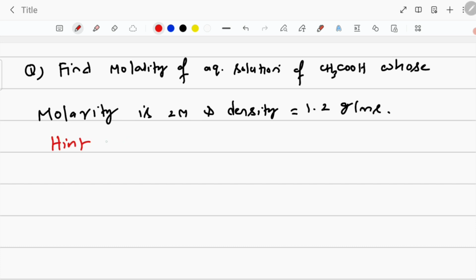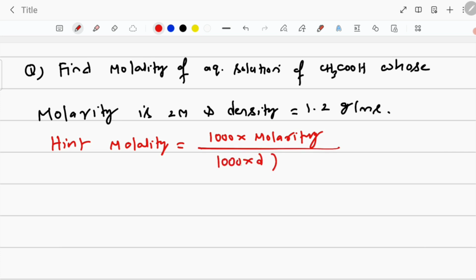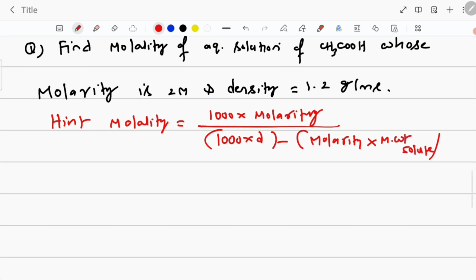Interconversion hint, whatever we discussed in the last class, I am writing as a hint. Molality is equal to 1000 into molarity by 1000 into density of solution minus molarity into molecular weight of solute. This is the interconversion formula. Substitute all those required terms. 1000 into molarity, by 1000 into density 1.2 minus molarity 2 into molecular weight of solute.